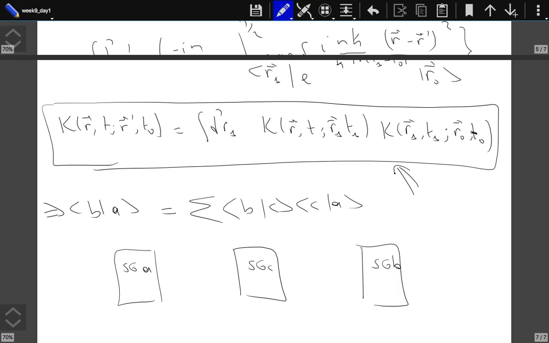So the particle will start at R' at the time T0. At the time T1, it might be at the point R1. We are not measuring it. And then if it's at the point R1 at the time T1, it will have a finite amplitude to propagate to the point R at the time T. The total amplitude is just the product of these two amplitudes: you start from R', go to R1, and from R1 you go to your final destination R. But since you are not measuring what the R1 values are, you need to sum up over all the possible values of R1. So it is just this expression over here.